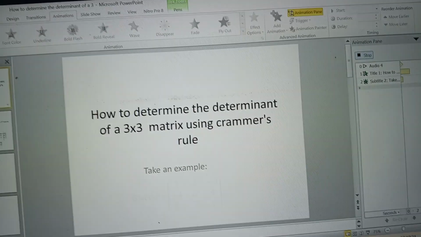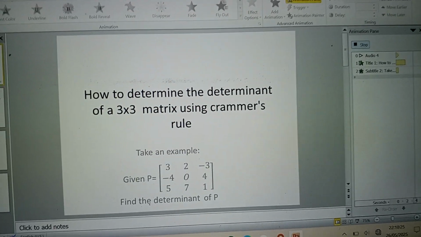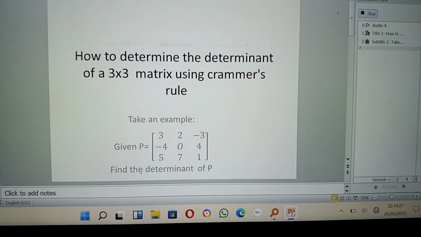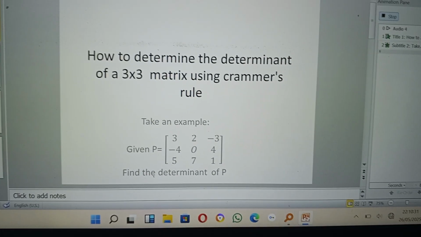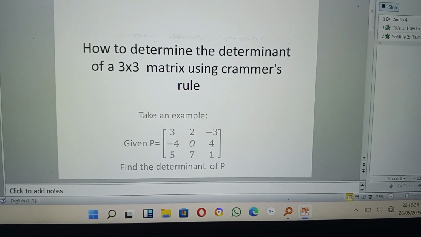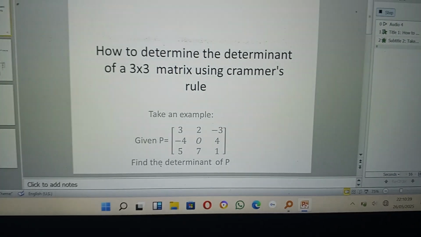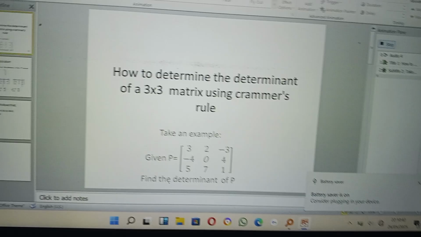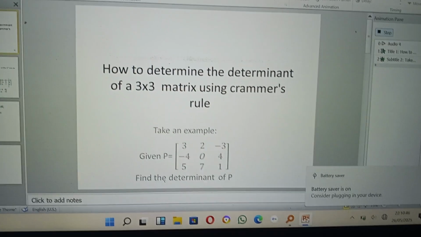I want to discuss with you how to determine the determinant of a 3 by 3 matrix using Cramer's rule. Take an example. Given matrix P with entries 3, 2, negative 3, negative 4, 0, 4, 5, 7, 1. Find the determinant of matrix P. This is our case study.